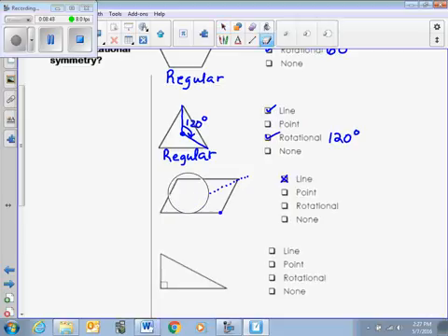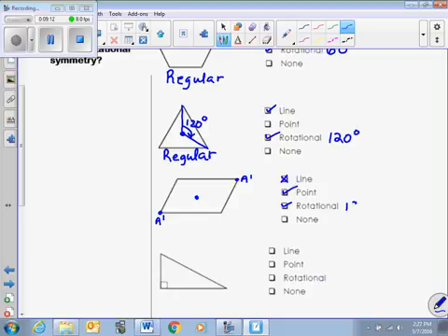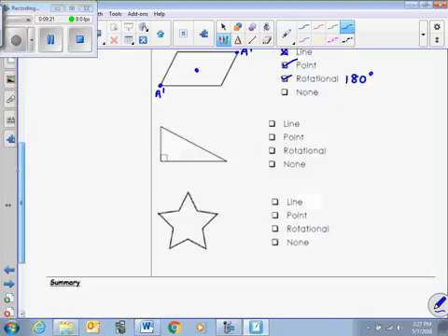Do I have point symmetry? Let me erase this here so I can take a better look. Point symmetry. If I rotated this 180 degrees, this vertex would indeed map to this vertex. So yes, I do have point symmetry. That means I do have rotational symmetry, and it's 180 degrees. There's no rotation of less than 180 degrees for that parallelogram that would map it onto itself.